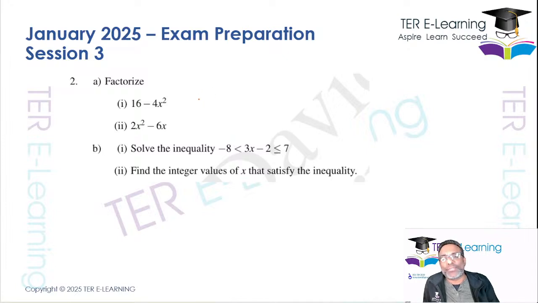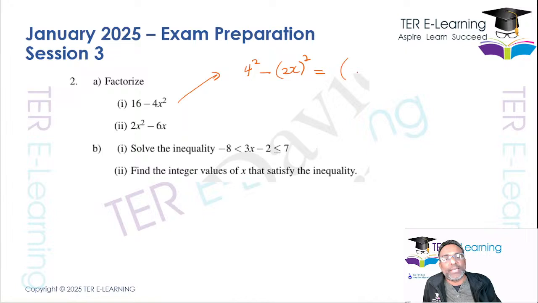We have 2 factorizing questions to do here. The first one, we have 16 minus 4x squared. So that is actually the difference of 2 squares. What I normally tell my class to do is first write it as the difference of 2 squares. So 16 minus 4x squared, we can write that as 4 squared minus 2x squared. Once you write it like this, then when we factorize it, it's very easy to see what we're going to put in a bracket.